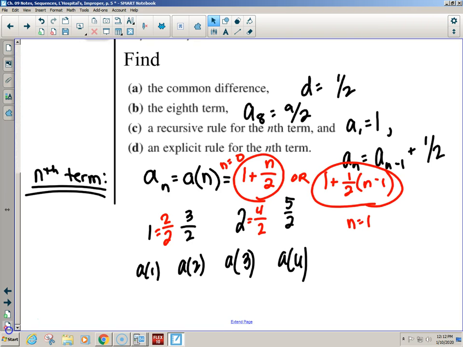So in some ways they're both right, but this one, according to what I wrote, is the best answer because I wrote a of 1. I didn't write a of 0. Does that make sense? This one would work for a of 0. That one works for a of 1. Meaning the first term, not the 0th term.